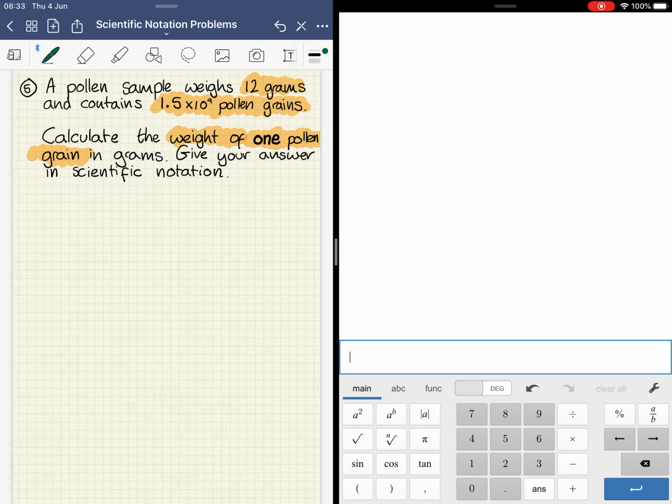So first, writing out what I know, so that first top part, 12 grams equals 1.5 times 10 to the 9 pollen grains. So this is where some people make a mistake. Now, a lot of people will put a 1 there just because they get in the habit of, it's always going to be on that left-hand side. But read carefully. It says weight of 1 pollen grain. So we only have 1 pollen grain.